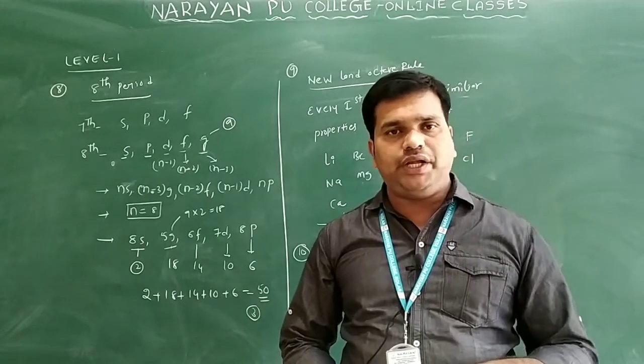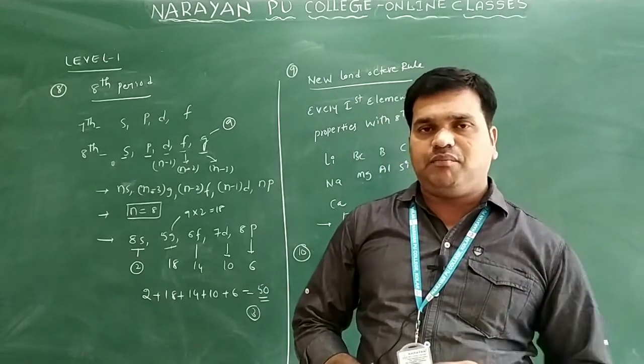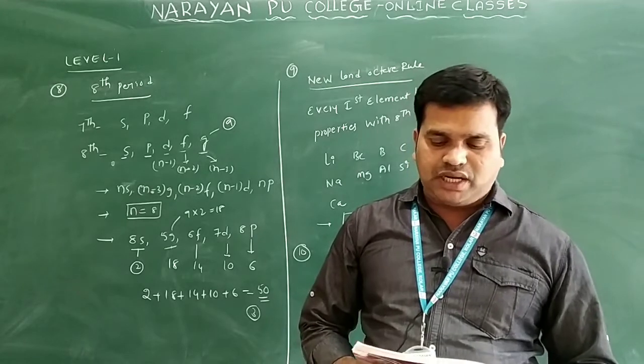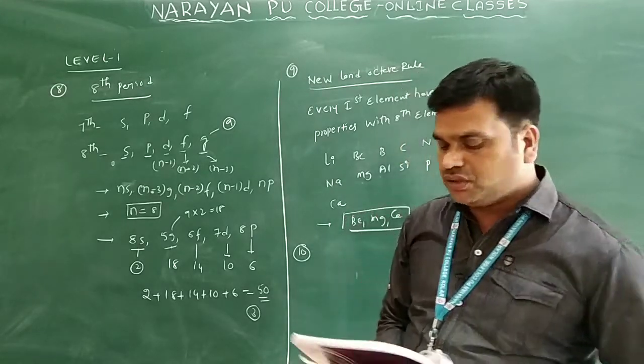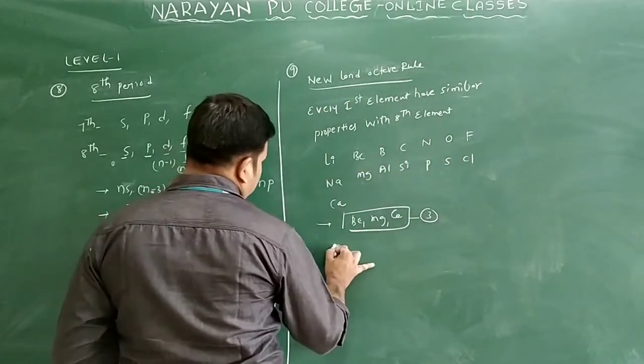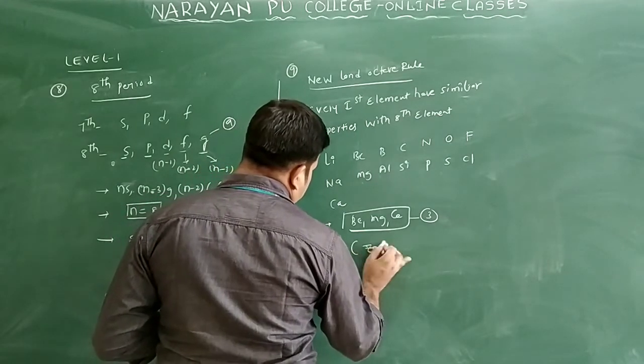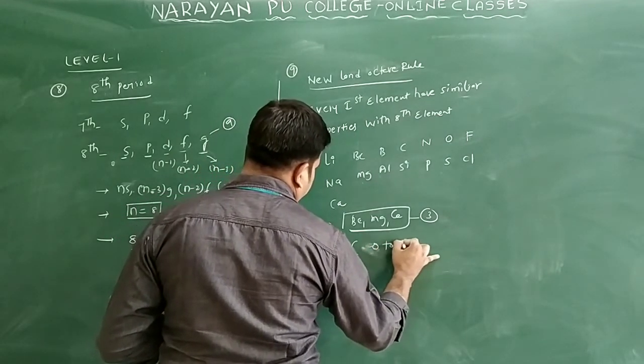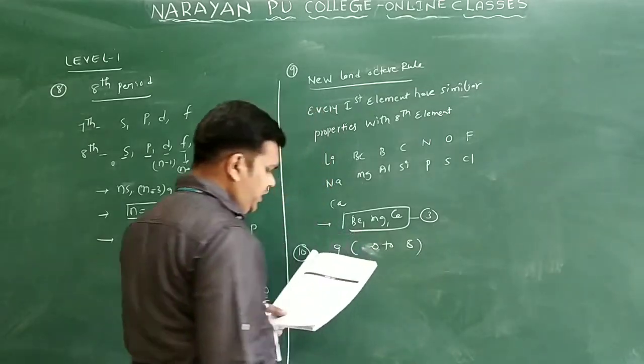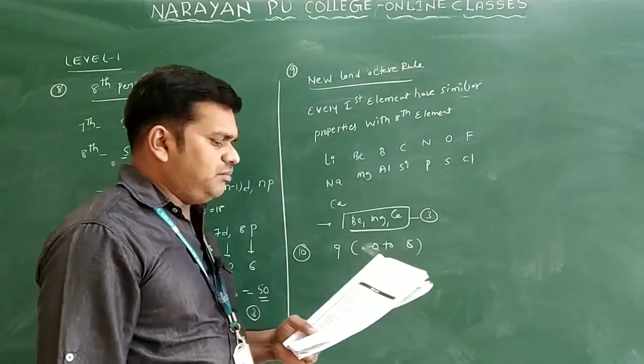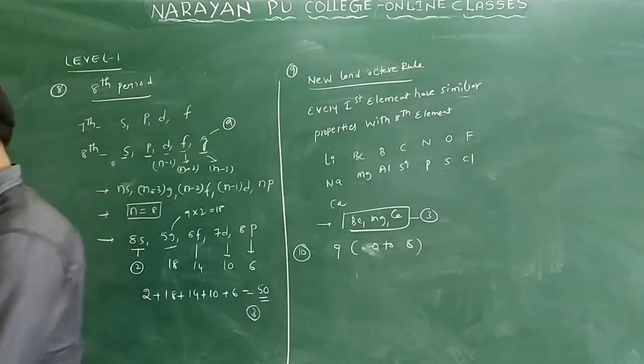Generally the Mendeleev periodic table contains 9 groups only, 0 to 8. If you count the numbers you will get 9 groups only. So what is your answer? Your answer is option 2 only. There are 9 groups, from 0 to 8. So this is question number 10.